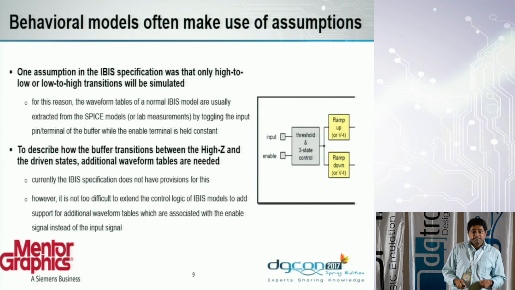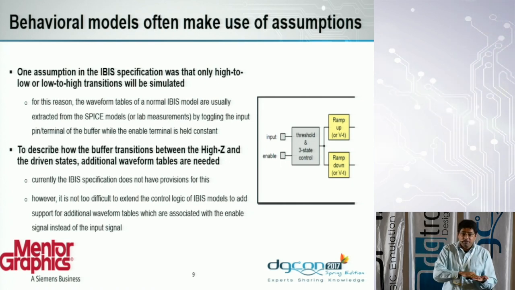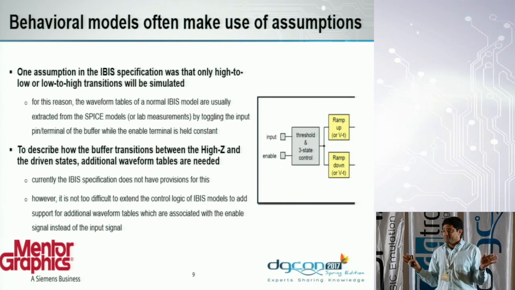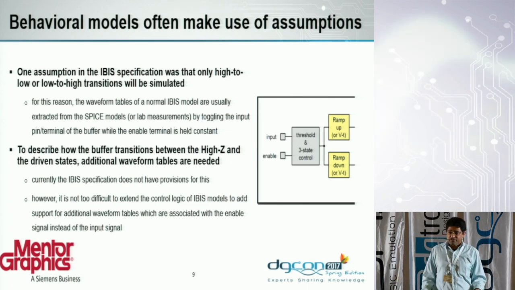The problem is, there is nowhere in IBIS which says what happens when it's going from a 0 to a tri-state, or from a 1 to a tri-state, or vice versa. It doesn't exist in IBIS right now.